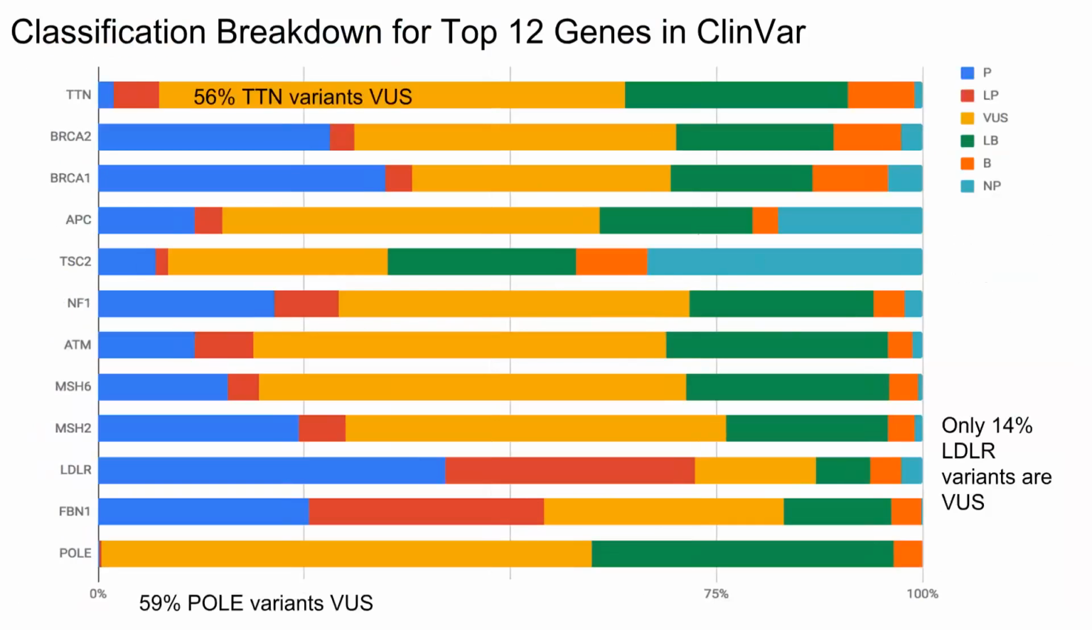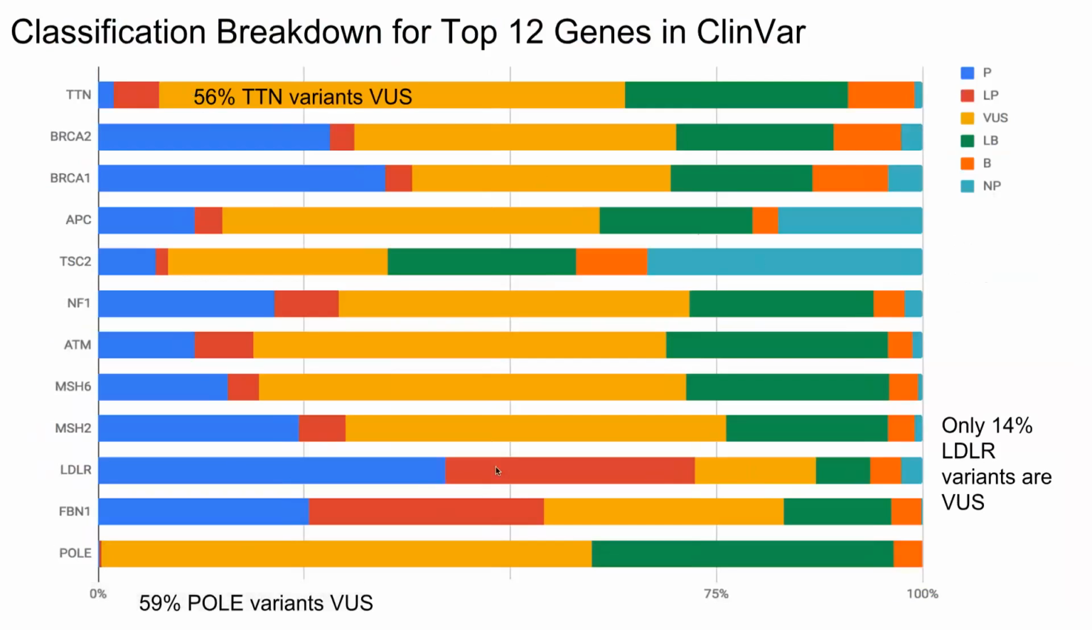Additionally, you could also look and say, for Titin, 56% of their variants are VUS, which is considerably high. Same thing with POLE, where the VUS count is almost at 60%, and they have practically no path or likely path variants. Conversely, LDLR has the least amount of VUS variants within this gene and has the most path or likely path.